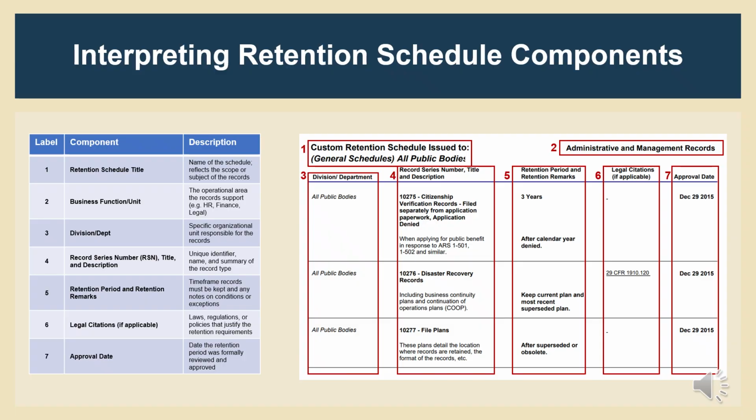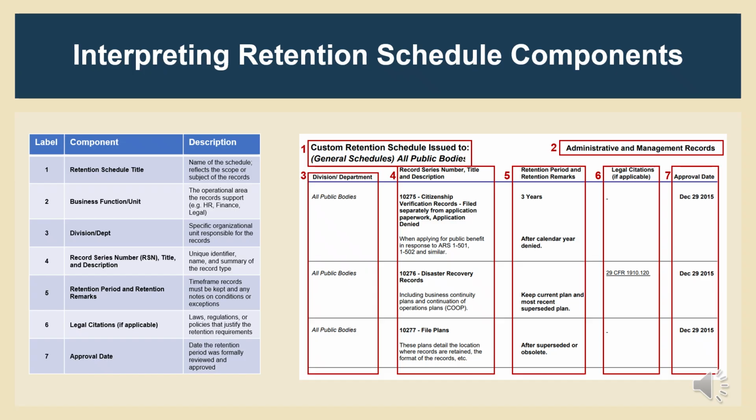Let's walk through the key components of a retention schedule so that you know exactly how to read and apply one in your work area. Label 1. Retention Schedule Title. This is the name of the schedule and gives you a quick idea of the agency, division, or audience it covers. Custom schedules will have the agency and department name here.